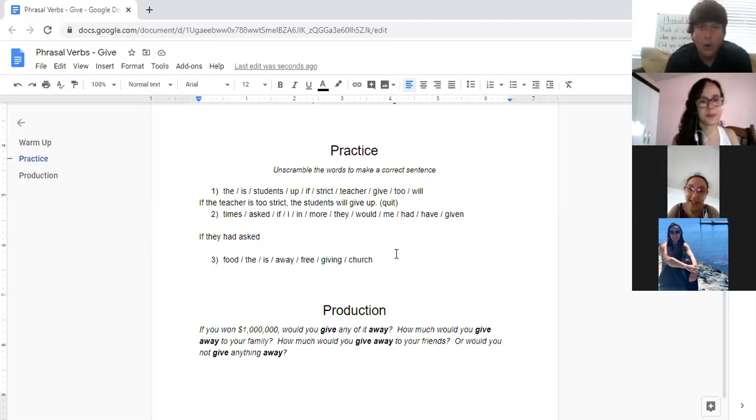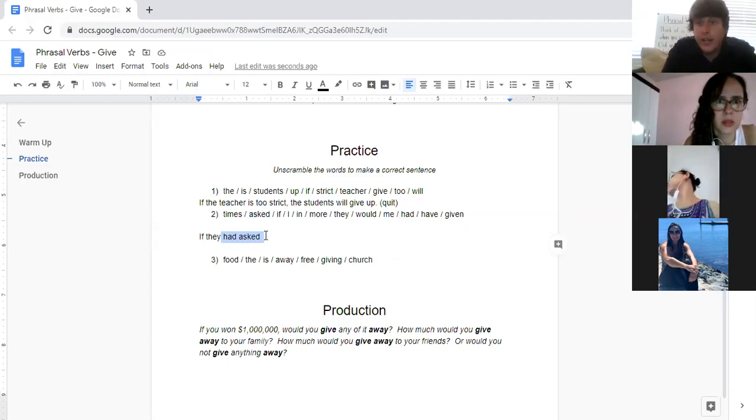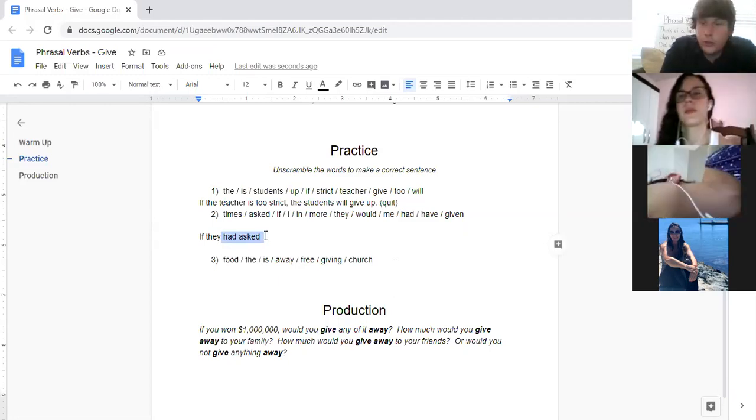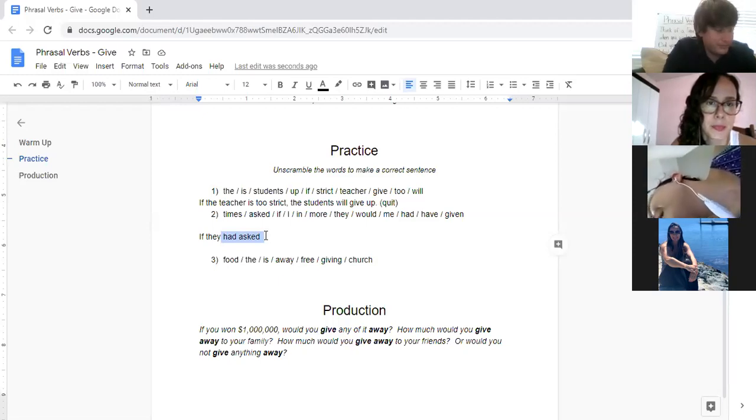Yeah, good. Okay, excellent. So we have if plus, what is this right here? What is this formation? Past perfect. Okay, so exactly. If plus past perfect. So we know that this is a conditional sentence. So let's try to finish it now.